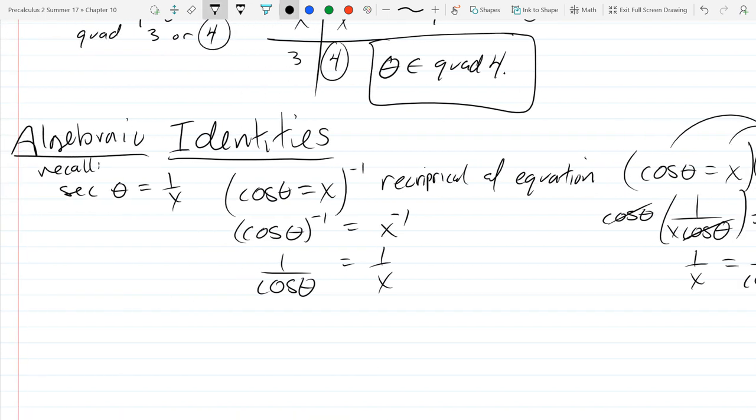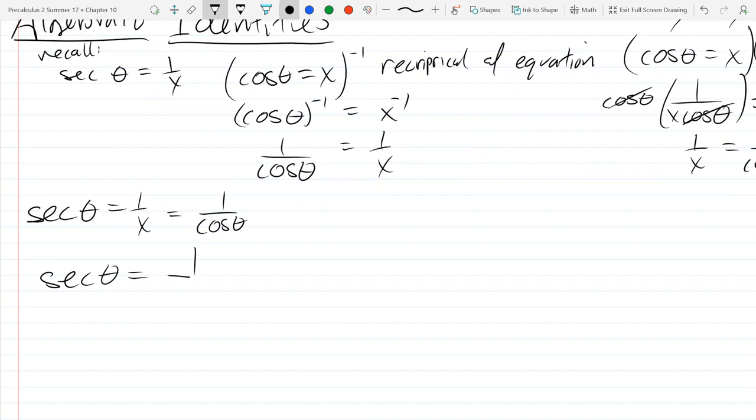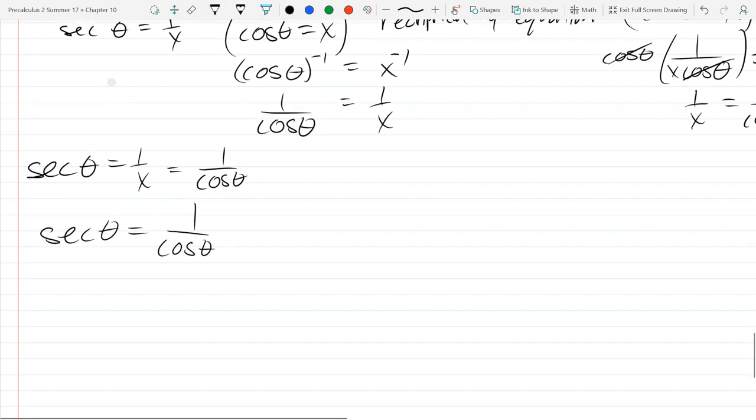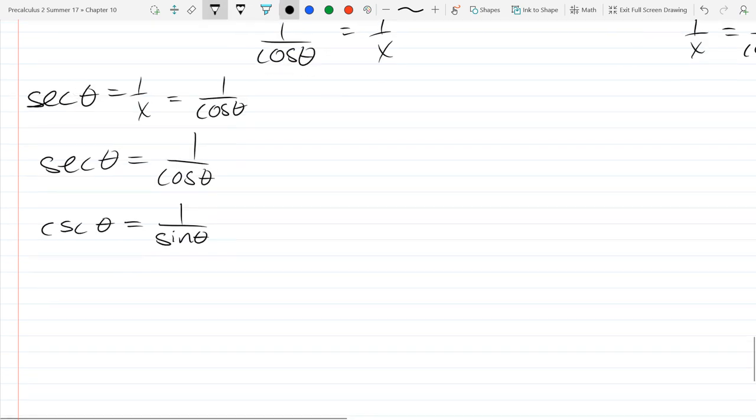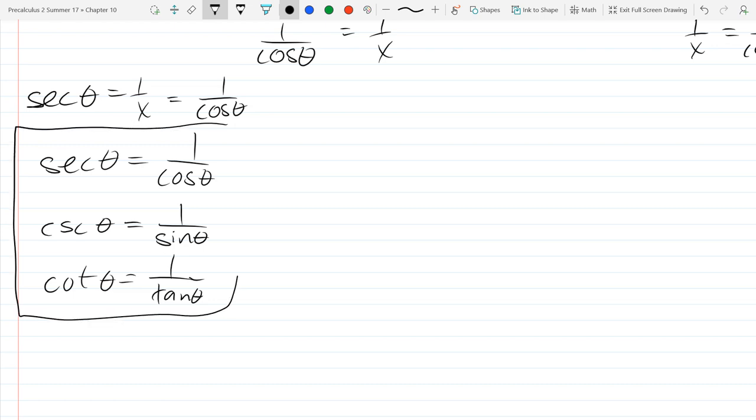So putting these together, sec theta equals 1 over x, which also equals 1 over cosine theta, so I can write out secant theta equals 1 over cosine theta. All right, so that's our first identity. So secant is a reciprocal of cosine. In a very similar way, I'm not going to go through all the details, but cosecant is the reciprocal of sine, and cotangent is 1 over tan theta. So these are our basic reciprocal identities right here.